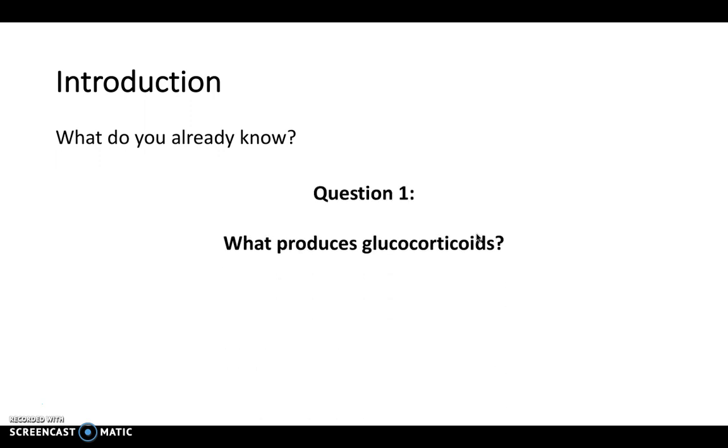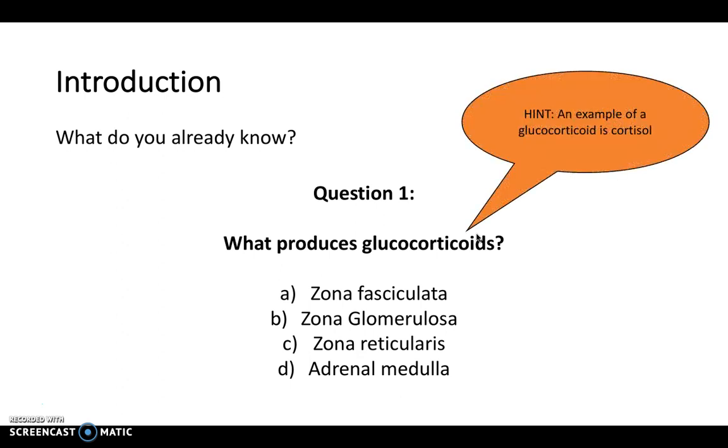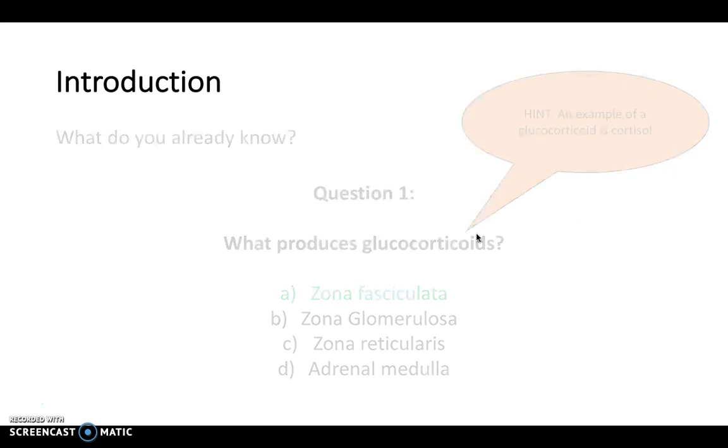So question 1 is, what produces glucocorticoids? So by this I mean where are they produced? Is it the zona fasciculata, zona glomerulosa, zona reticularis, or the adrenal medulla? And in this case, you should know that an example of a glucocorticoid is cortisol, and they're produced from the zona fasciculata. We'll go over this in a little bit more detail later on.